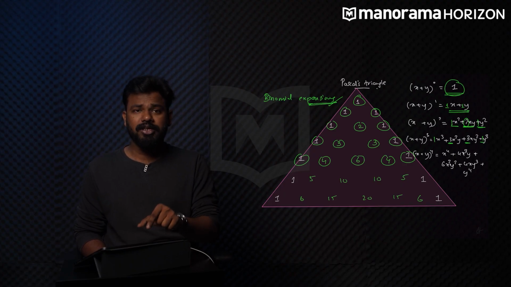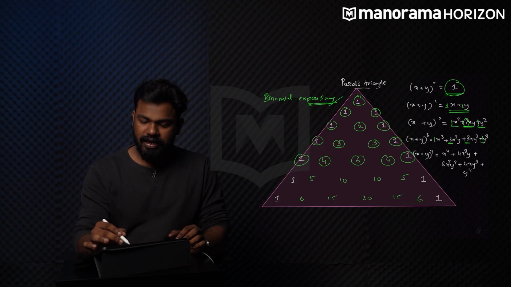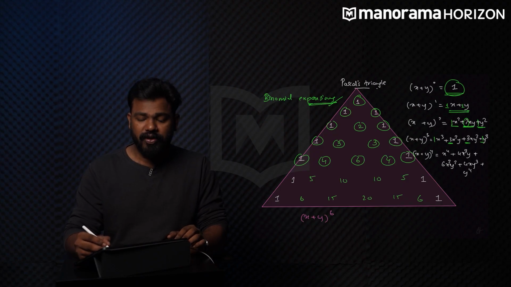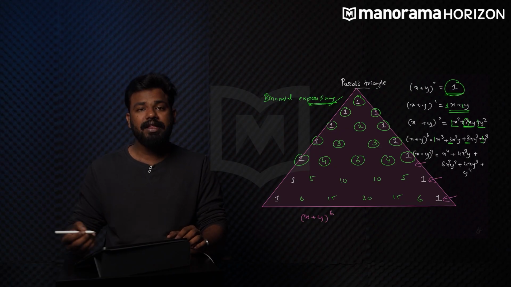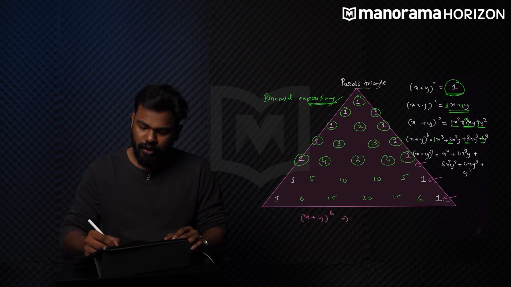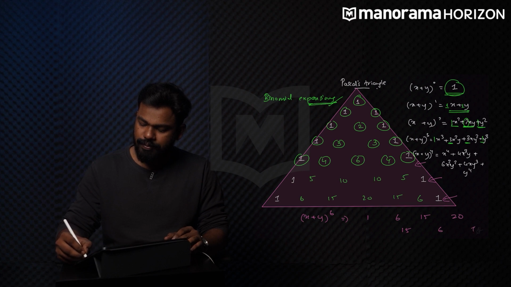Now this will help us to find the expansions of larger powers. Suppose I am taking the expansion (x plus y) the whole raised to 6. Now the fourth power has this row of coefficients, so the fifth power will have this next row, and the sixth will have this one as its coefficients. So if I take the coefficients, I will be getting 1, 6, 15, 20, 15, 6 and 1.